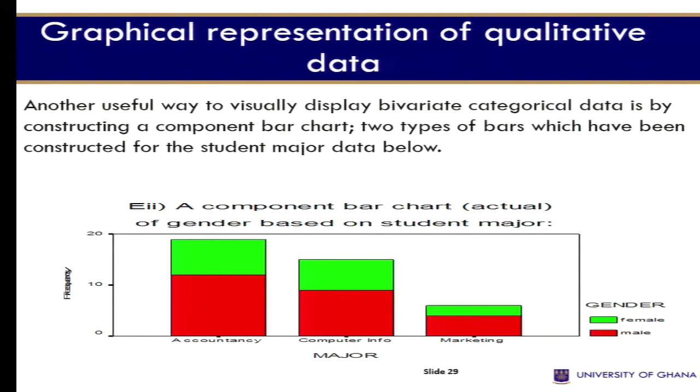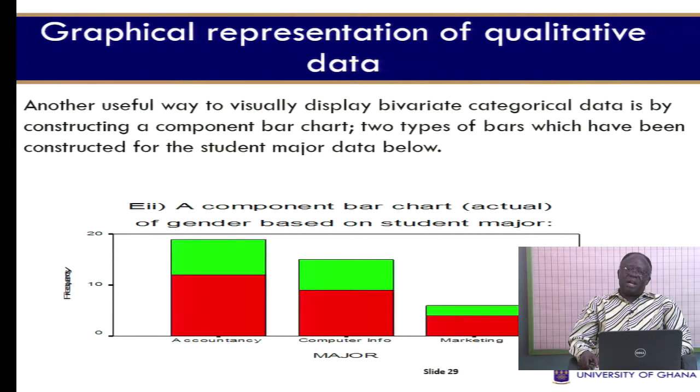So graphical representation of quality, we are still on. Another useful way to visually display bivariate categorical data is by constructing a component bar chart. Two types of bars have been constructed for the student major data as below. You see that this is different from the first one. Here, one is resting on top of the other, and the colors represent the various percentages in the various subject categories.